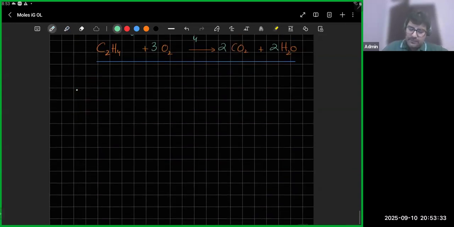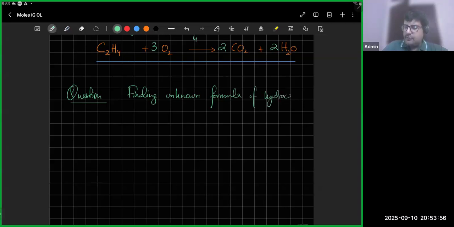So for example, there's a question. You have to remember that equation, and we're going to try and find the formula of the unknown hydrocarbon. I'm just going to do one question because this is not very important. In IGCSE, you very rarely get questions. Okay, let's try and do two questions. Let me give you an example of a question.